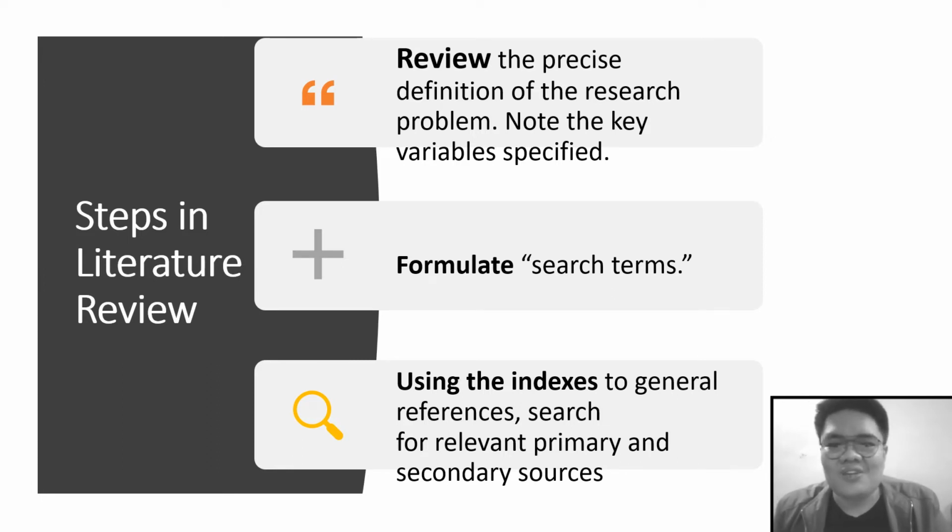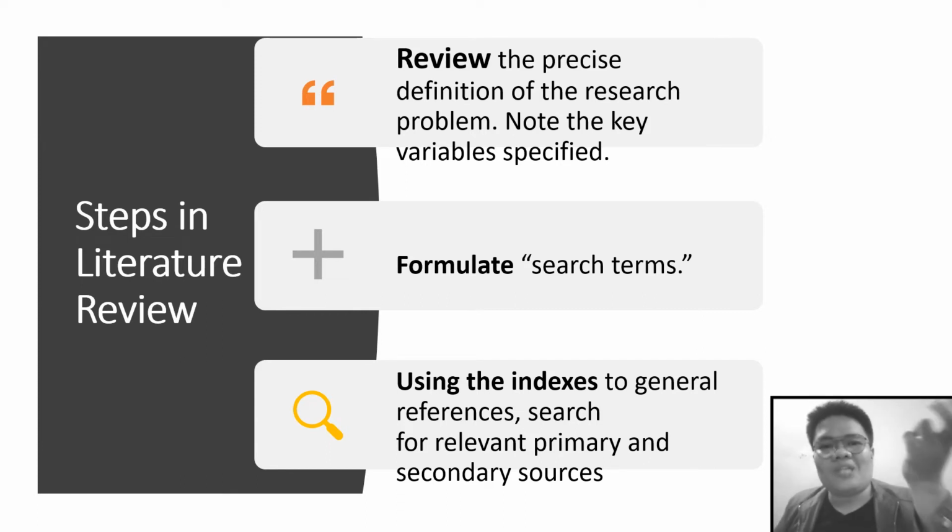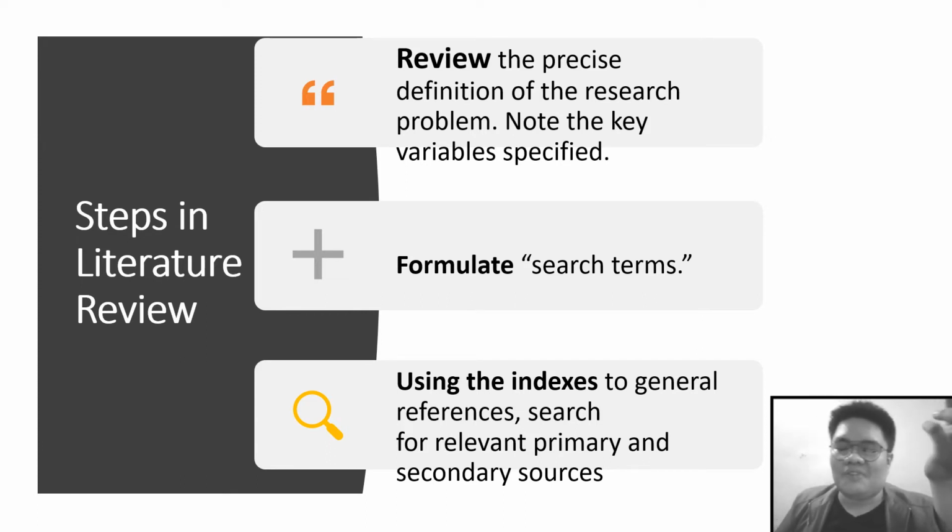Then, using the indexes, you can go to the references, and you search for the primary and secondary sources. You should be guided this time by your search terms. And you start with the most recent issue, working backwards. So, for example, if it is 2021 by the time that you're listening to this video, okay, you need to review studies from 2020, then 2019, 2018, 2017, 2016, 2015, and so forth. Okay?